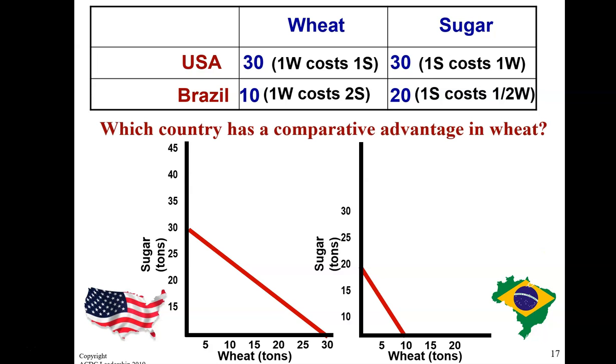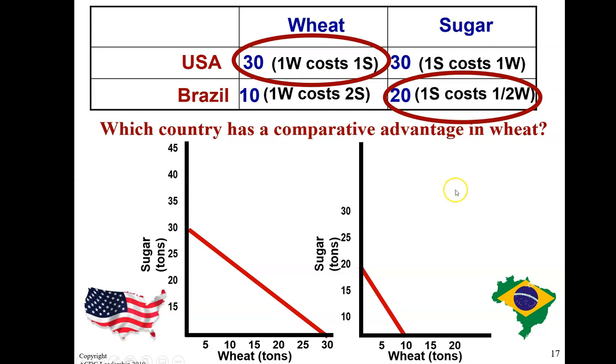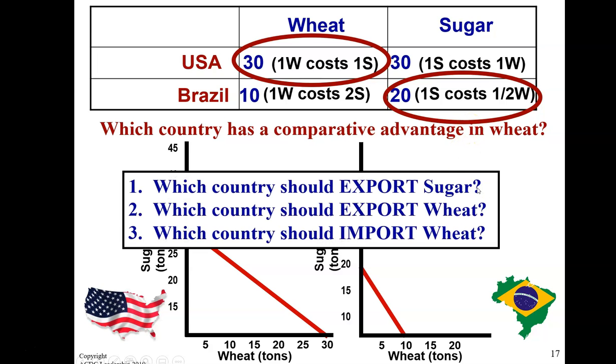Which country has a comparative advantage in wheat? So which country has the lower opportunity costs in producing wheat? That would be the U.S. So, because the U.S. has a comparative advantage in wheat, they're going to produce wheat and they'll import sugar. And because Brazil has a comparative advantage in sugar, Brazil is going to produce sugar and import wheat.